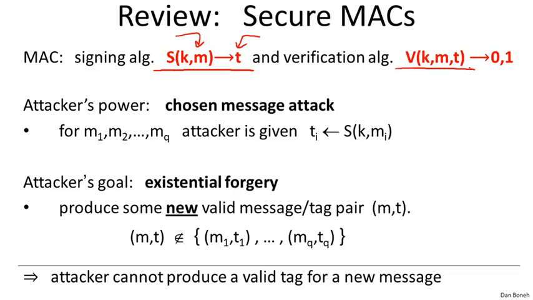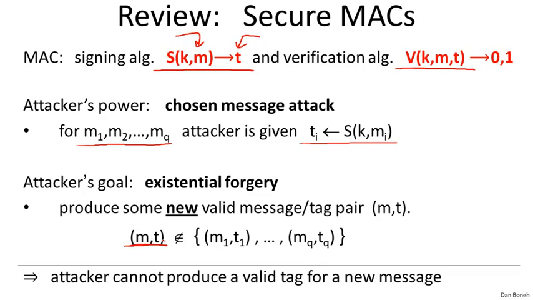And we said that a MAC is secure if it is existentially unforgeable under a chosen message attack. In other words, the attacker is allowed to mount a chosen message attack where he can submit arbitrary messages of his choice and obtain the corresponding tags for those messages. And then despite the ability to generate arbitrary tags, the attacker cannot create a new message tag pair that was not given to him during the chosen message attack.